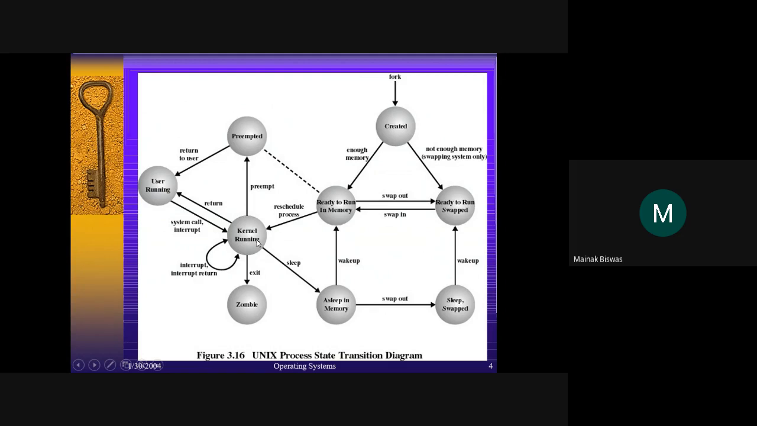Now, when the process is running and it is waiting for an event to occur, it can go into the sleep mode, where it is taken out of the kernel and is waiting for an event. It can go to the secondary memory, swapped out. Again, it is waiting. If it wakes up, it can go into the memory, or if there is not enough memory present, it can go into the secondary memory. This whole thing runs till the process is completed. When the process is completed, it exits and becomes a zombie state.